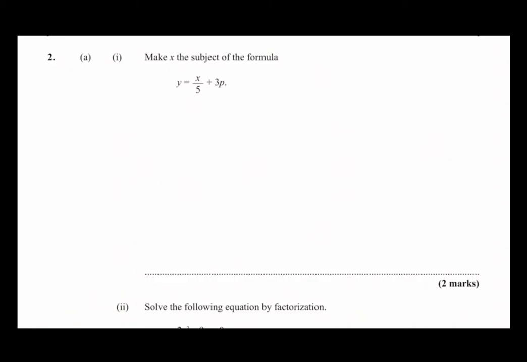Welcome to part 2 of our video series on solutions for January 2019 CSEC mathematics exam, and we begin by looking at question number 2, which asks us to make x the subject of the formula y equals x divided by 5 plus 3p. So the first thing you want to note is that to make x the subject, we have to get rid of 3p and 5.